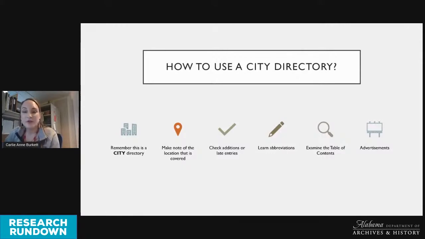So make sure when you start the process that you know what area is being covered. Check the directory for any additions or late entries. Learn the abbreviations, because that is important to understanding what information the city directory is giving you. Examine the table of contents so that you can navigate the resource easier. And don't forget about the advertisements if you're looking for a business or you just want to learn more about the area in general.